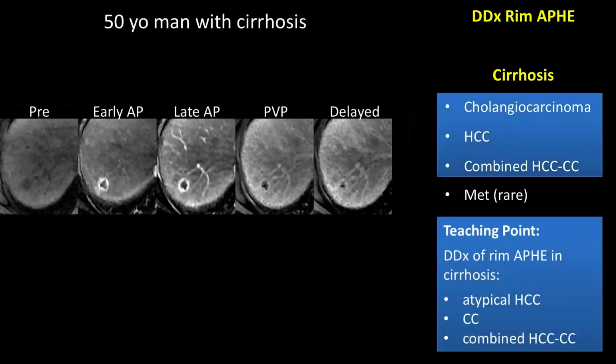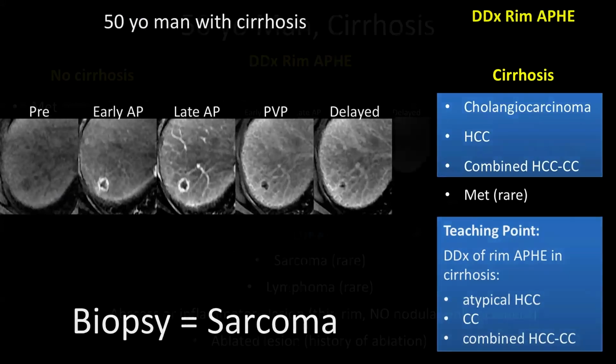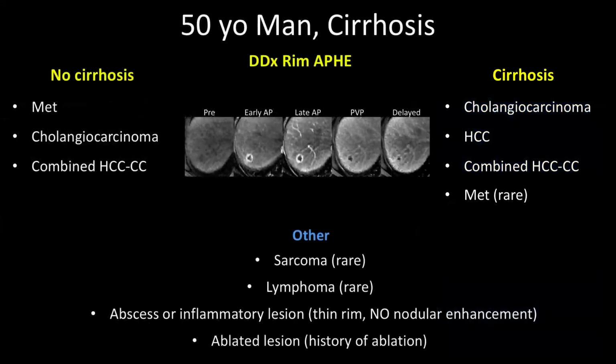Just when you think it's getting easy though, 50-year-old man with cirrhosis, I know this is a cancer. What kind of cancer is it? Is this a cholangio, an HCC, or a combined tumor? Don't know, got to do a biopsy. This one ended up being a sarcoma. So remember that the differential diagnosis does include sarcoma, although those are rare, and the only way to figure it out is to get a biopsy.